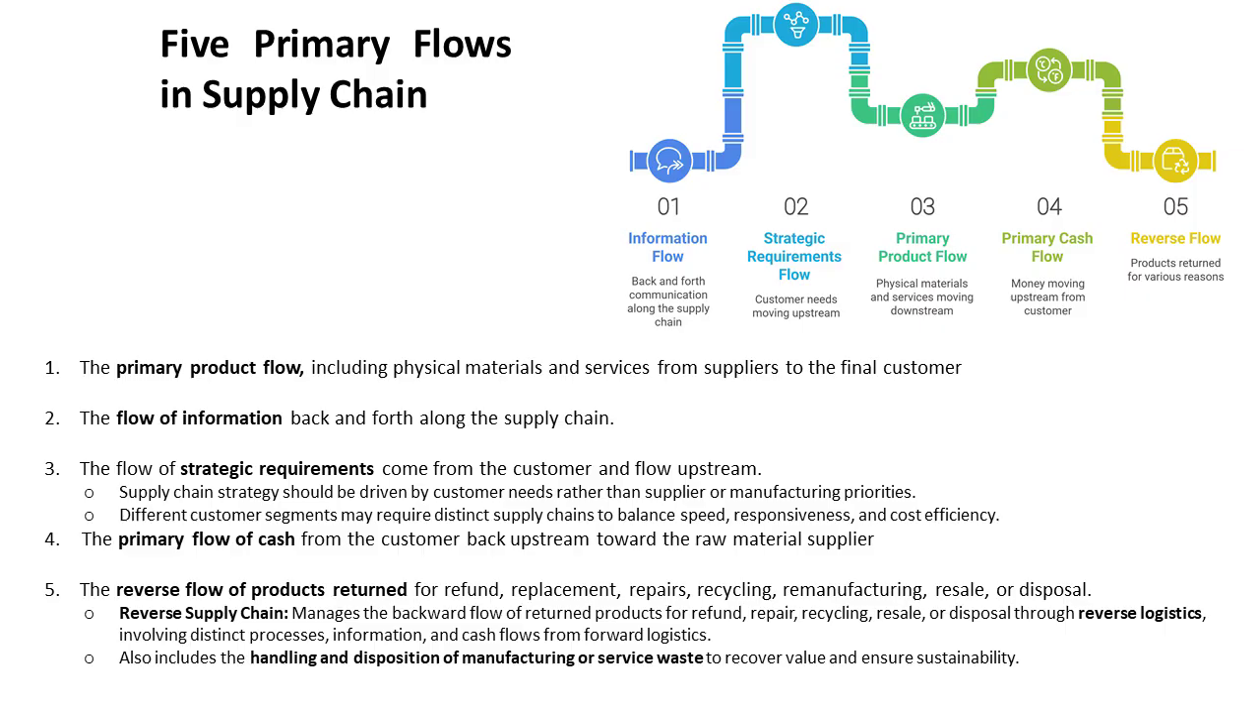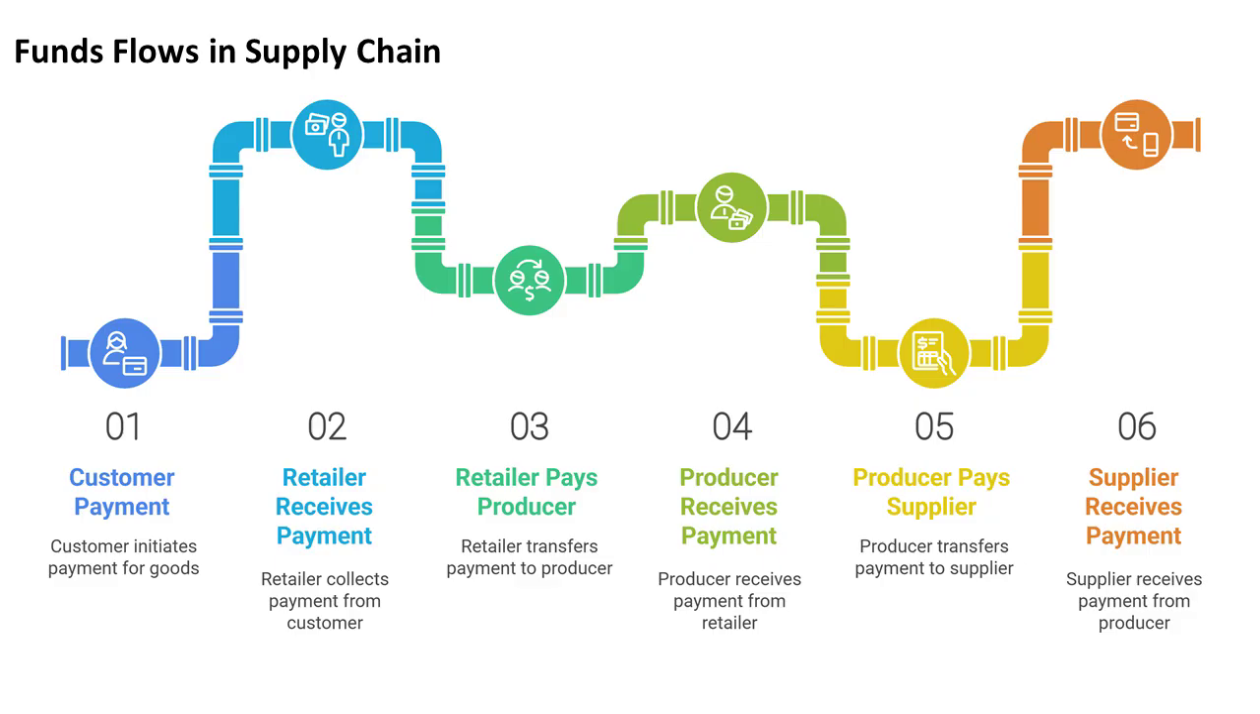And finally, the fifth flow, which is often overlooked but increasingly important: the reverse flow. This covers returns, recycling, disposal, even manufacturing waste sometimes, things moving back up the chain. Okay, so five flows. Information everywhere, product downstream, and then strategic requirements, cash, and reverse flows all moving upstream. Let's maybe dig into one of those upstream flows a bit more.